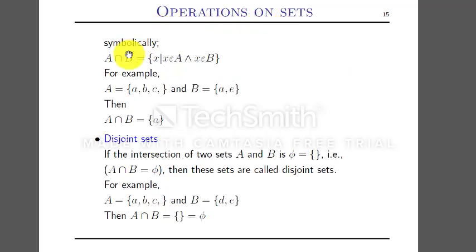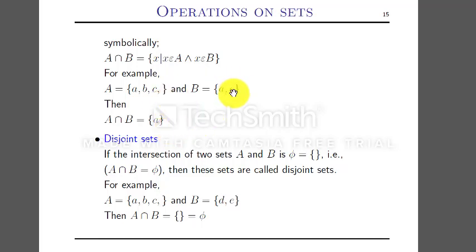Operations on sets. Symbolically we can write A intersection B as: x is a general element of A intersection B if x belongs to A and x belongs to B. This is the set builder notation of intersection. For example, if A contains elements a, b, c and B contains elements a, e, then in the intersection we write only element a, because only element a is common in these two sets. So A intersection B is a singleton set.